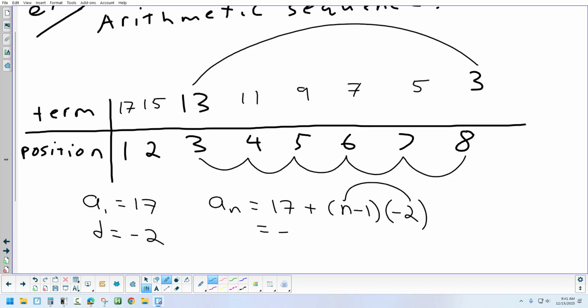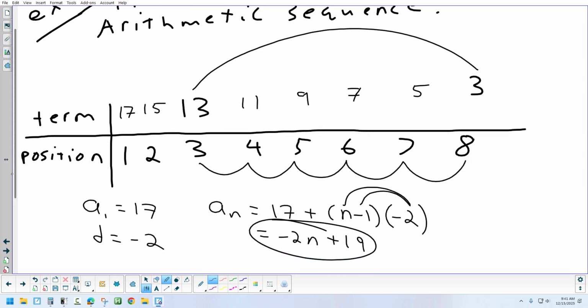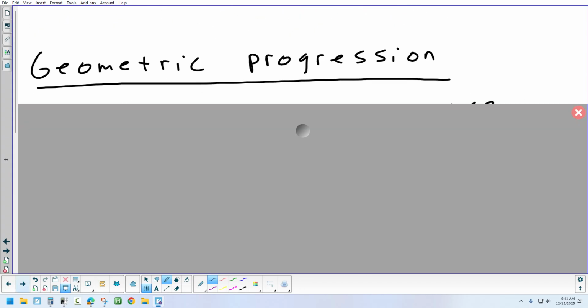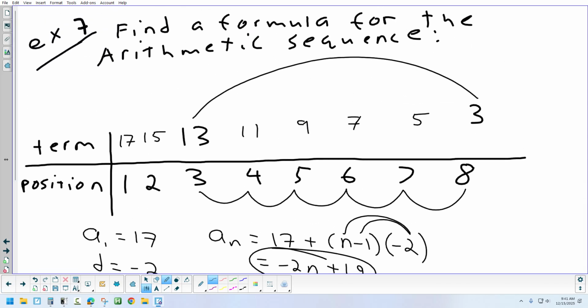Negative 2n. What's negative 2 times negative 1? Positive 2 plus 17? 19. There you go. And this time they didn't want us to predict any other pattern, any other terms. They just said find a formula, so we're done. Okay. So any question on arithmetic? You can call it an arithmetic sequence, or you can also call it an arithmetic progression. It means the same thing.